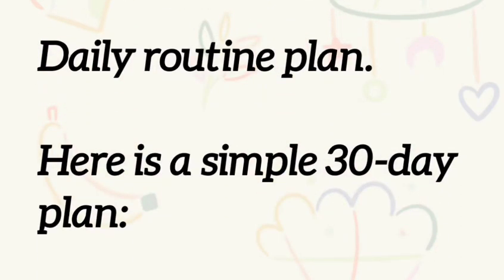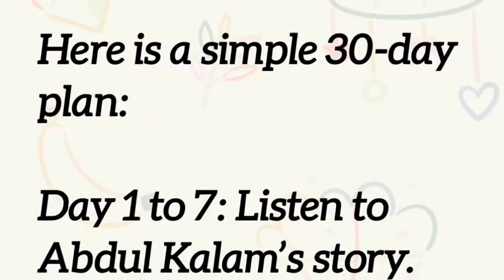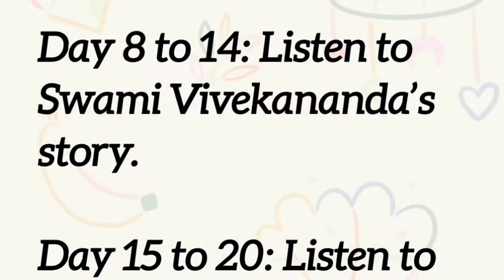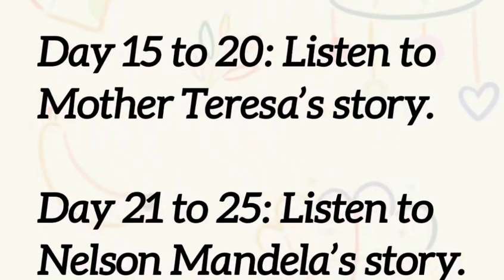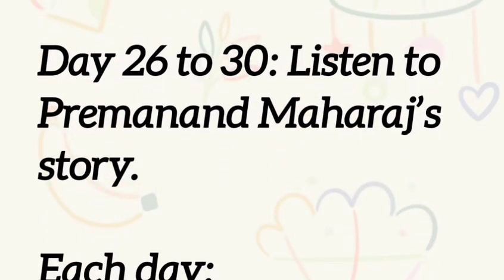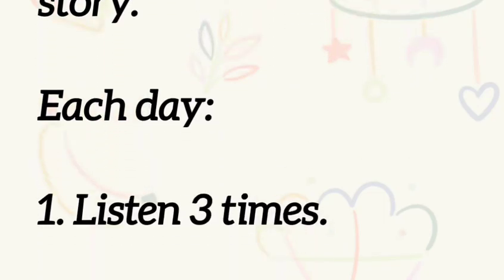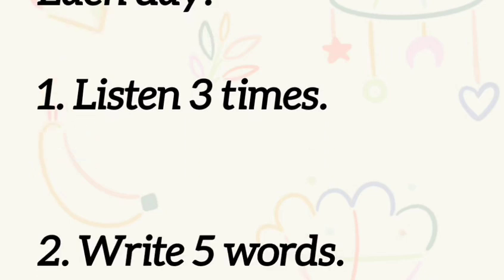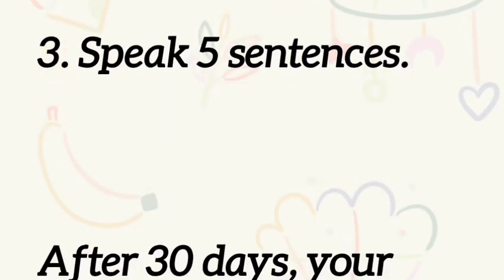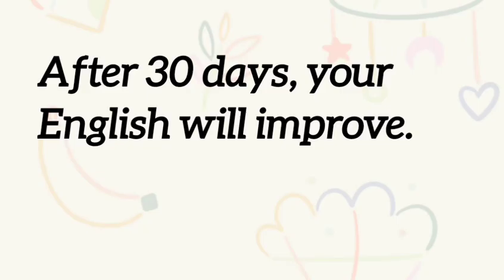Daily routine plan. Here's a simple 30-day plan. Day 1 to 7. Listen to Abdul Kalam's story. Day 8 to 14. Listen to Swami Vivekananda's story. Day 15 to 20. Listen to Mother Teresa's story. Day 21 to 25. Listen to Nelson Mandela's story. Day 26 to 30. Listen to Premanand Maharaj's story. Each day: 1. Listen 3 times. 2. Write 5 words. 3. Speak 5 sentences. After 30 days, your English will improve.